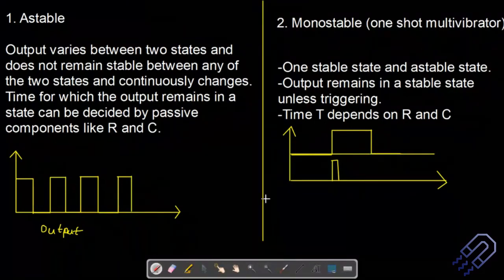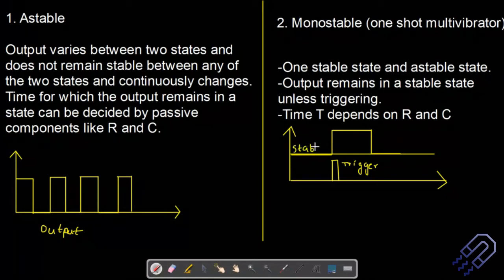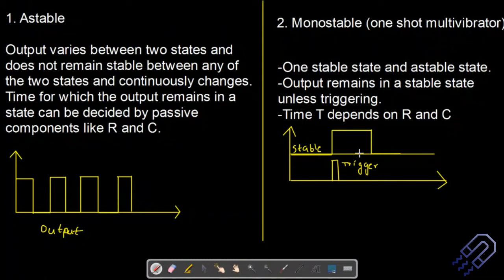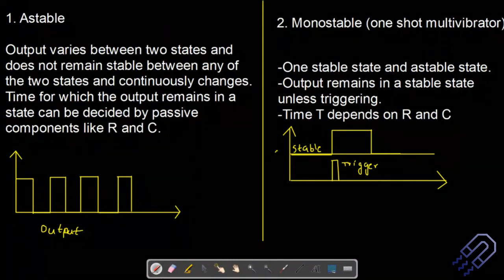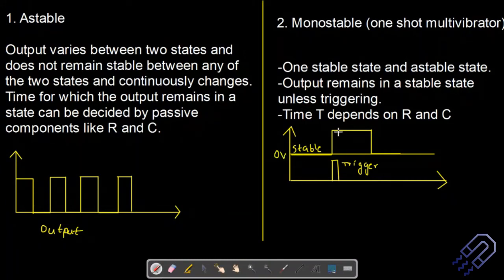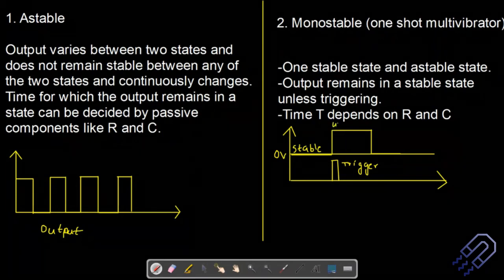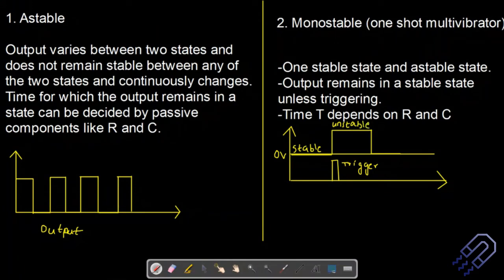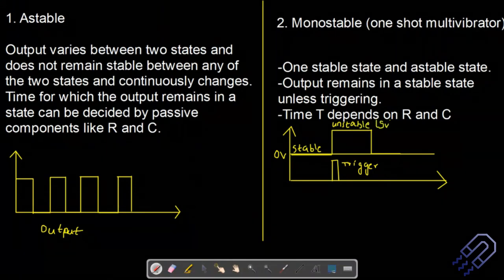If I label this correctly, this is the trigger that we are talking about, and this is your stable state. Anything can be stable, it depends on what value you consider as stable; it depends on the circuit. Maybe 0 volt is considered stable, and the other state is considered unstable, and maybe we can take 5 volt as unstable. Then it will again come back to the stable state.